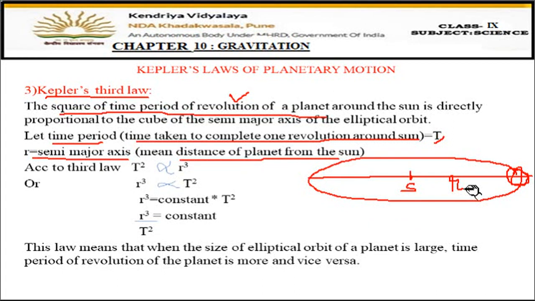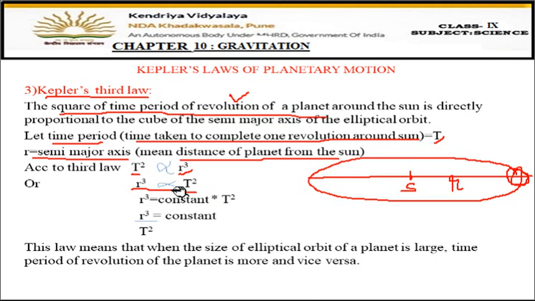So according to Kepler's third law, the relation between the time period and the distance between the planet and the sun is: T square is directly proportional to the cube of R. The square of the time period is directly proportional to the cube of the distance between the planet and the sun. T² is directly proportional to R³, or you can say R³ is directly proportional to T², right?